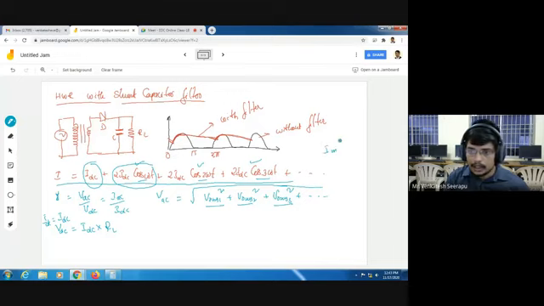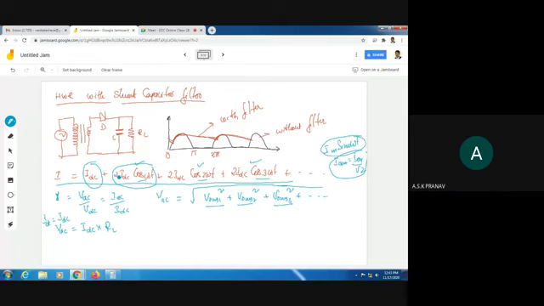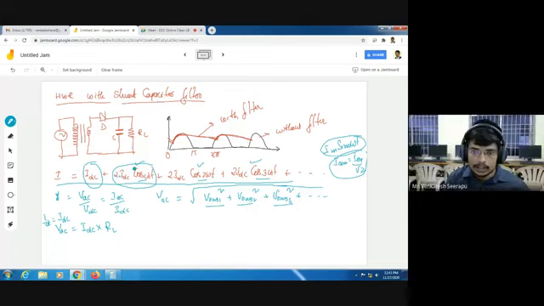We assumed IM sin omega t. What is the RMS value of this signal? IM by root 2. Similarly, what is the maximum value here? 2 IDC. Yes, 2 IDC.